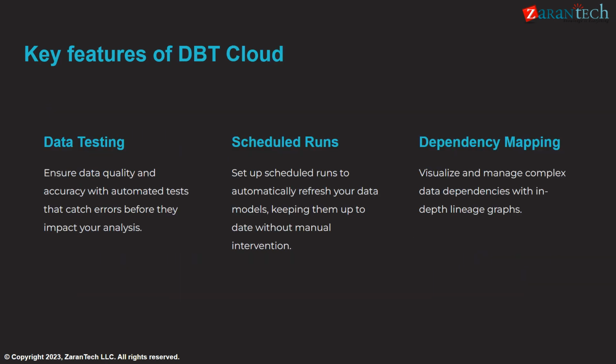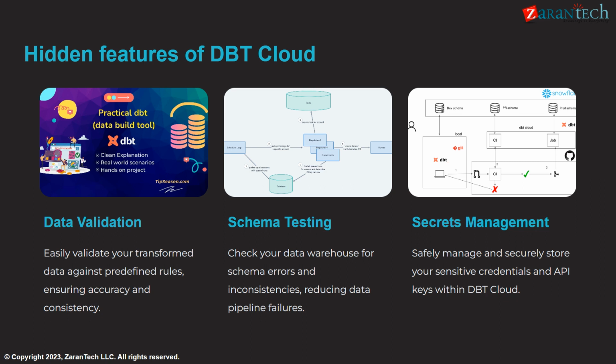Some of the key features of DBT Cloud include data testing to ensure accuracy, scheduled runs to keep data refreshed, dependency mapping for visualizing data pipelines, and much more to smooth your analytics operations. DBT Cloud also contains some powerful hidden features, including data validation to enforce data quality rules, schema testing to catch warehouse issues, secrets management for handling credentials securely. These hidden features boost data governance and maximize efficiency.